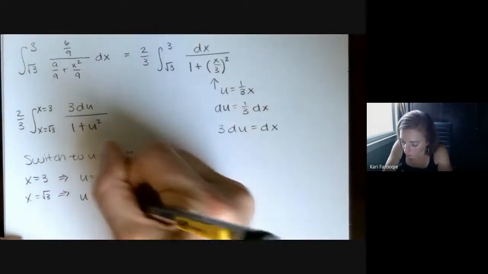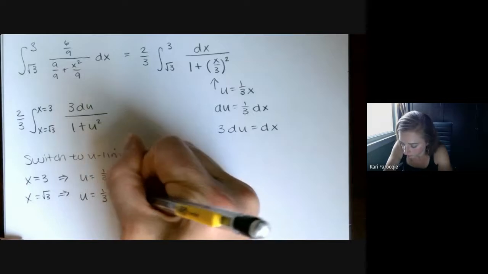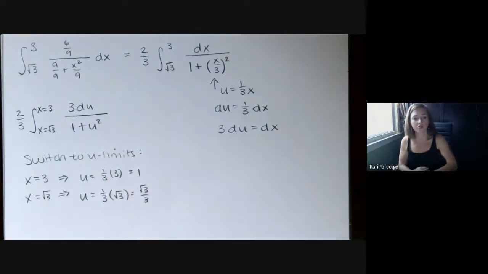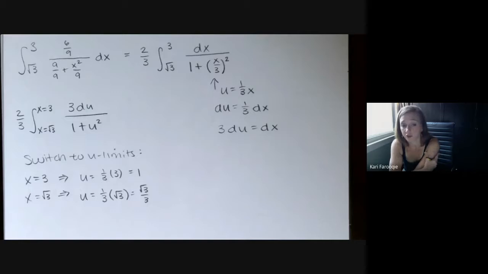And your new lower limit is going to be the square root of 3 over 3, which is a special trig function value. If you don't remember it, you'll have to look it up. It definitely corresponds to tangent, so we're in the right direction here since we're going to end up with an inverse tangent integral.